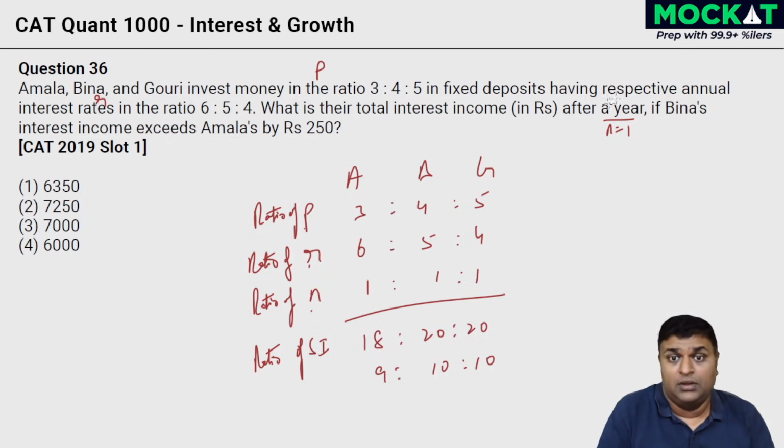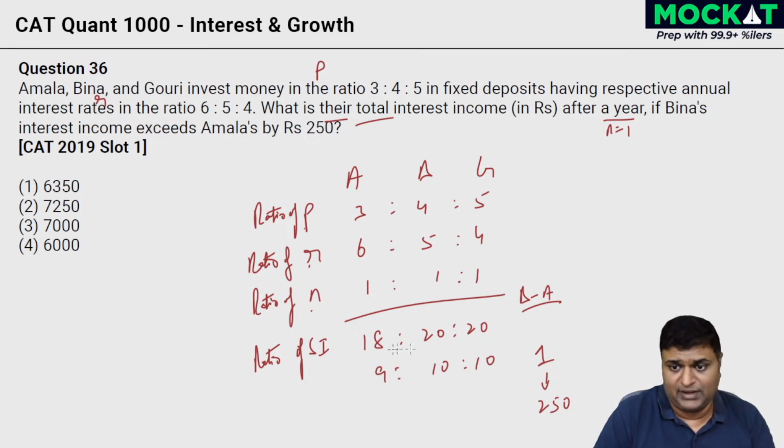9:10:10. Now, what's given to us is B's interest income exceeds that of A. Okay. B minus A is how many parts? Is one part. 10 minus 9, one part. And that is given to us as 250 rupees. Then, what is their total interest income? They're all three of them put together. That's 10 plus 10 plus 9, 29.